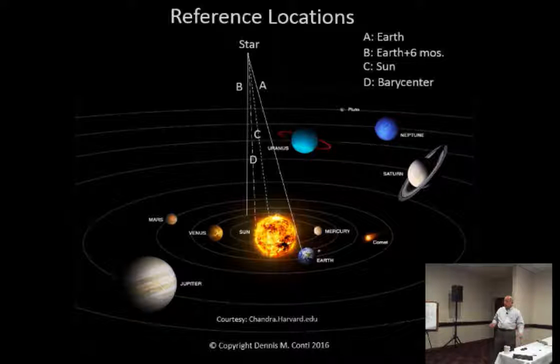So the other reference location is something called the barycenter, which is the center of gravity of the entire solar system. That's not even good enough, because the solar system is moving and Einstein's time dilation and all that stuff. So there's even a correction to barycenter. But the point of all this is that for exoplanet work, what we like to do is to have our time base barycentric.